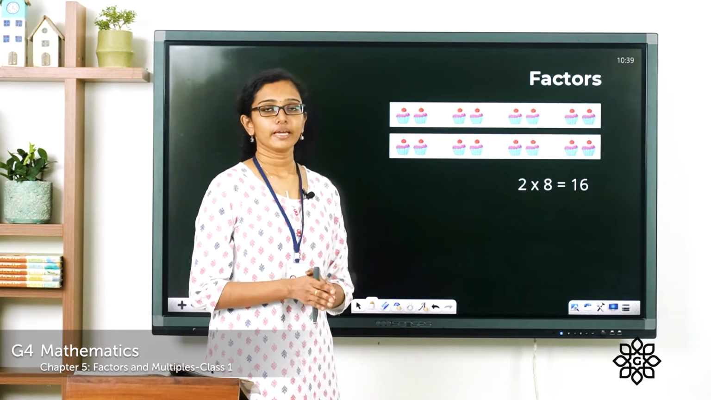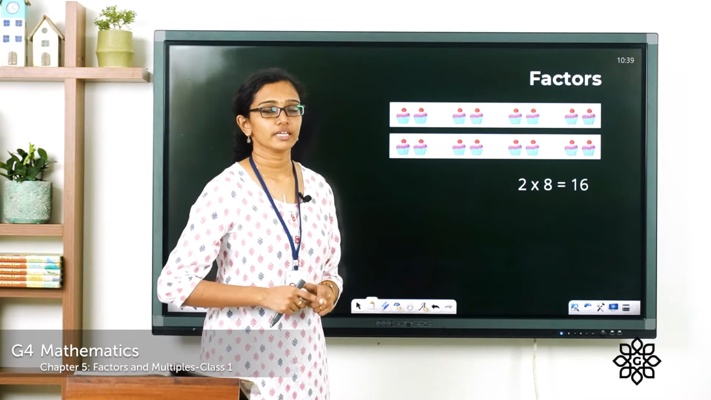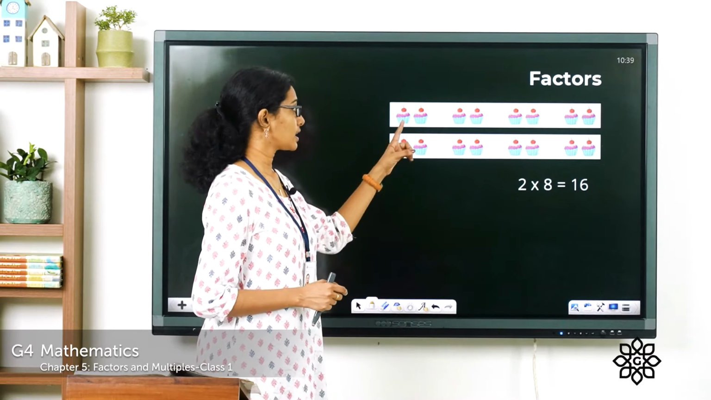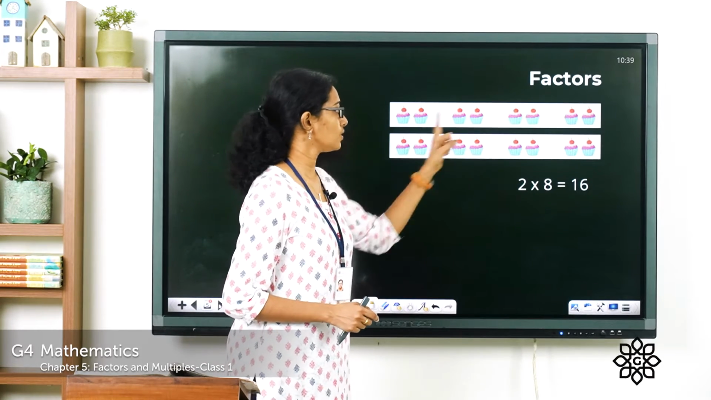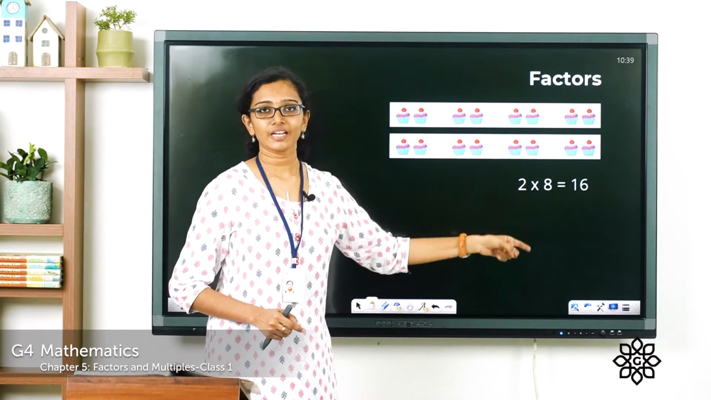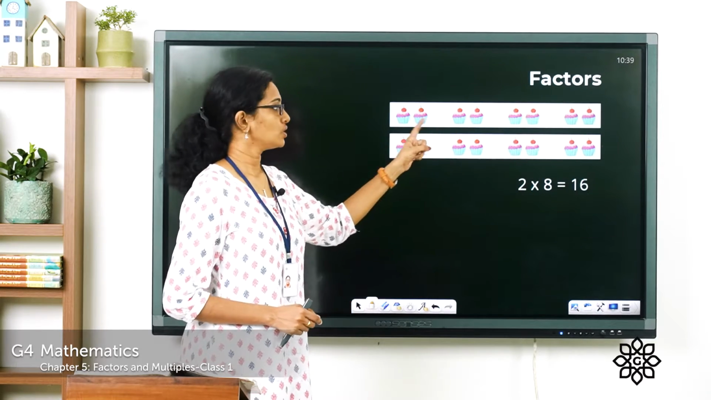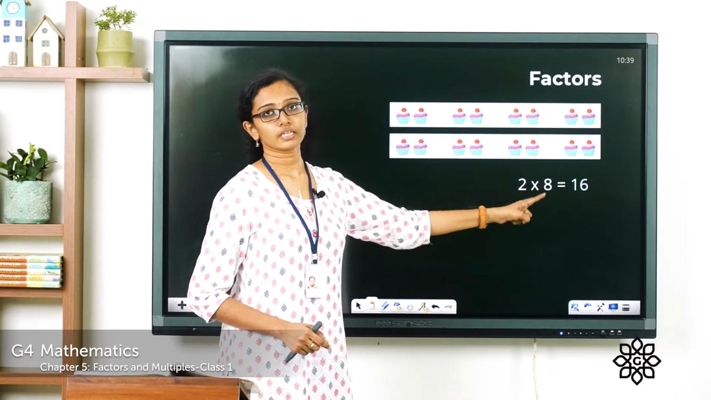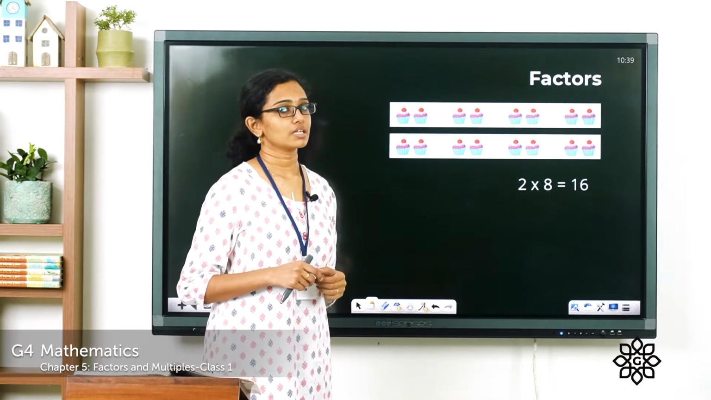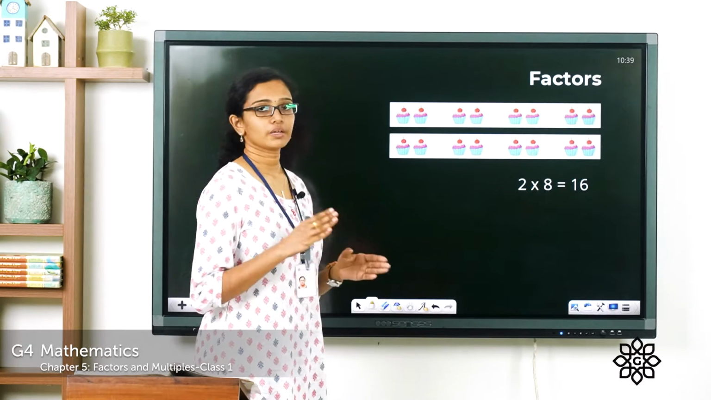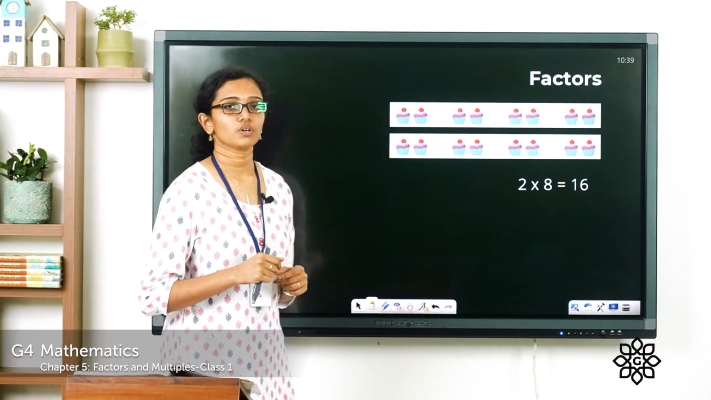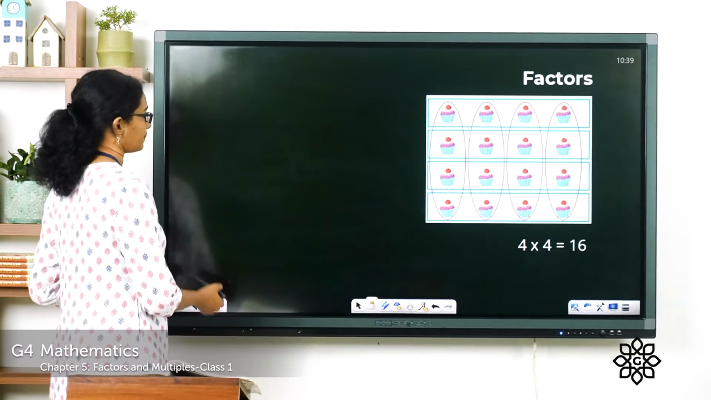She can make groups of 2 each. Then there would be how many? There would be 1, 2, 3, 4, 5, 6, 7, 8. 8 groups of 2 muffins each. So that would be 2 into 8, which is also 16, the total number of muffins, and there will not be any muffin left or there would not be any remainder.